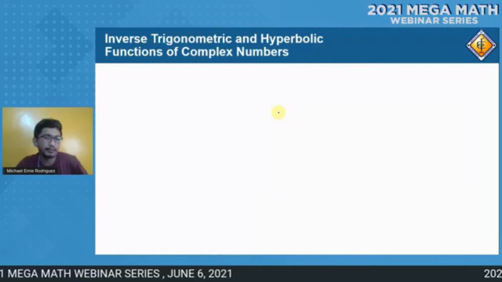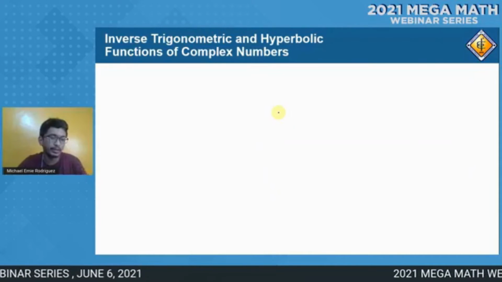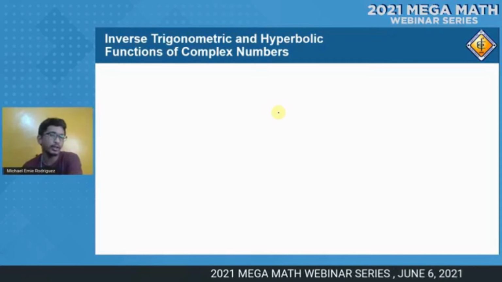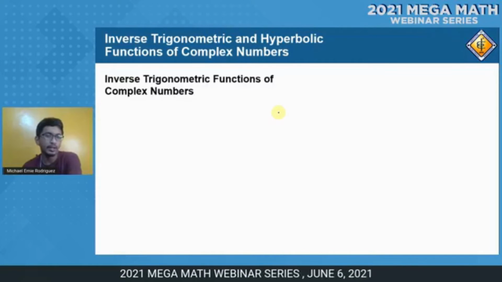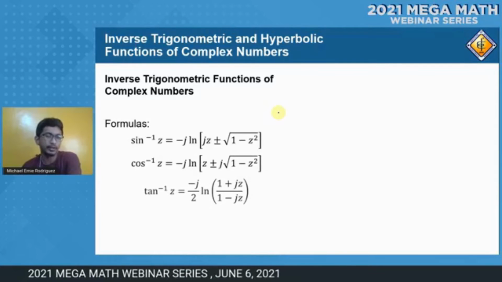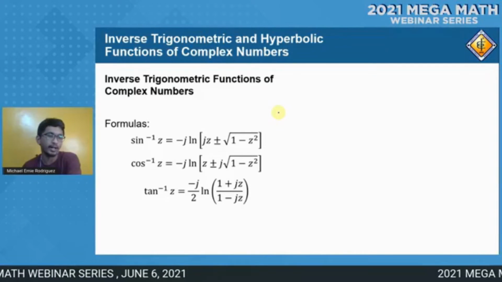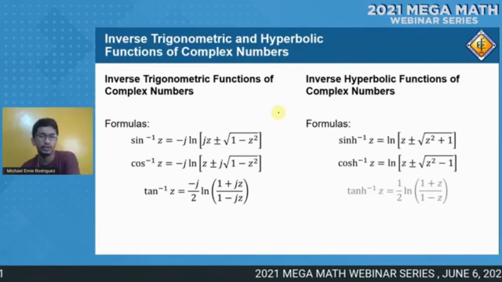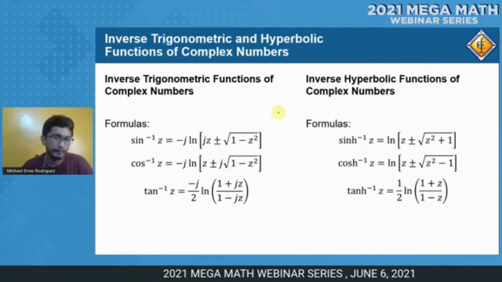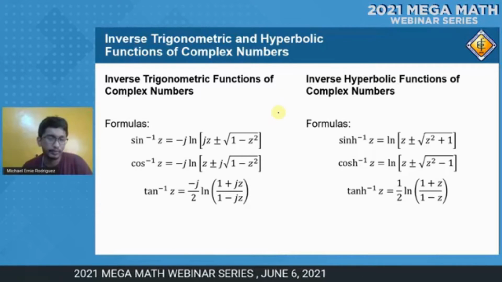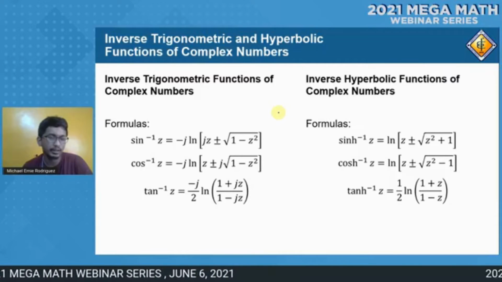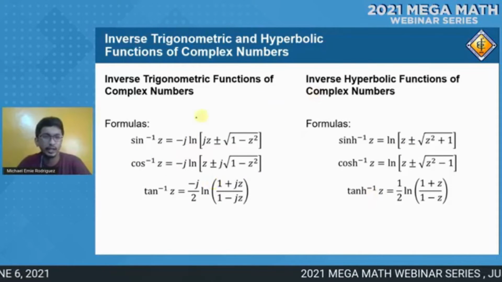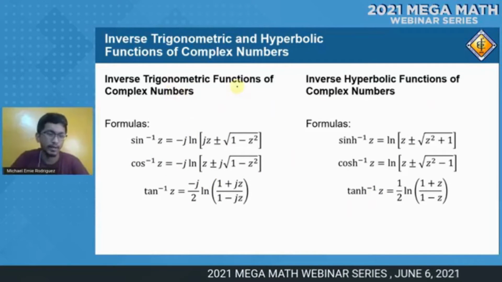Okay, so this is the last part for complex number, part 1. Inverse trigonometric and hyperbolic functions of complex numbers. So we have the different formulas for the inverse trigonometric functions and for inverse hyperbolic functions. Medyo maano yung formula niya, medyo madugo siyang i-memorize.